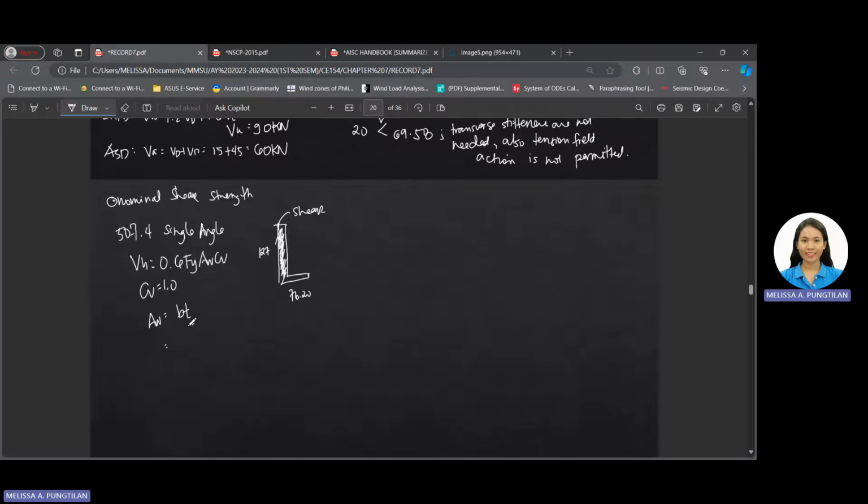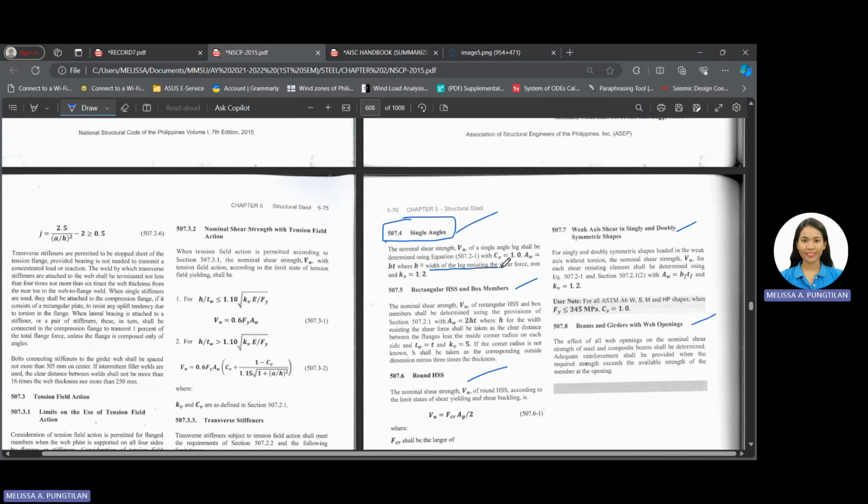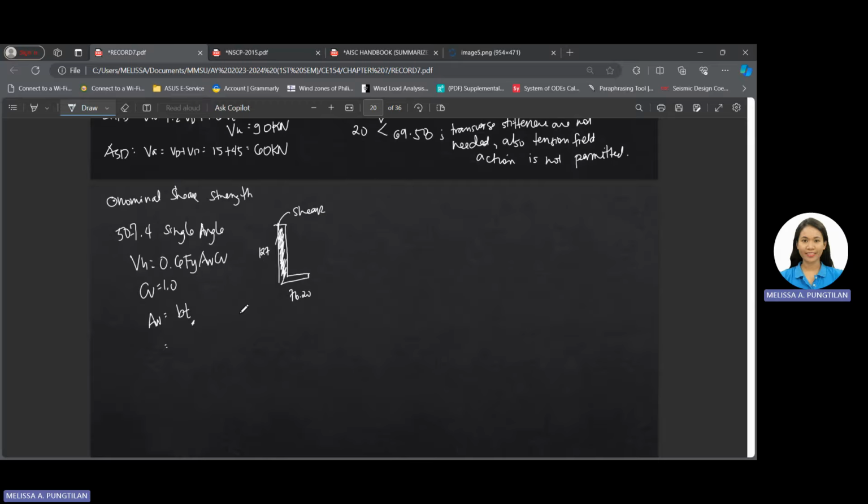Therefore, Aw is equal to Bt, in which B is the width of the leg resisting the shear force, multiplied by its thickness. So, what is the width of the single angle that will resist the shear? It is the 127, because this is where our shear force acts. This is what resists our shear force. So, B is equal to 127, multiplied by its thickness, which is 6.35.